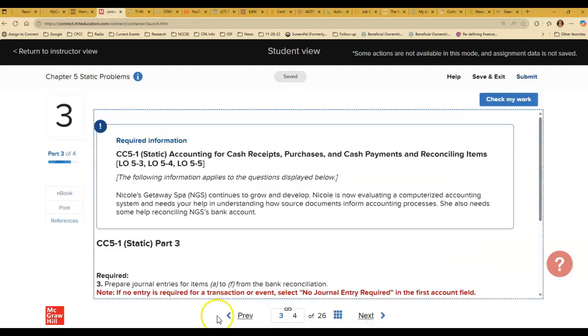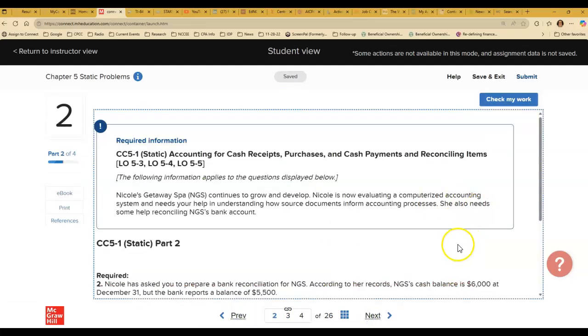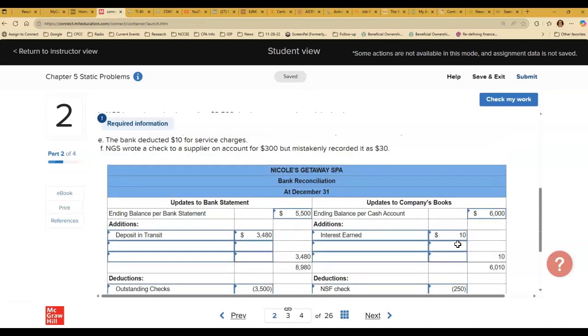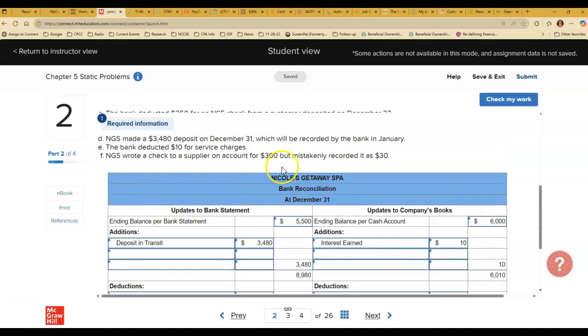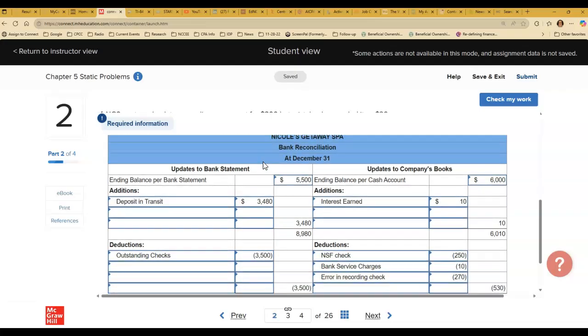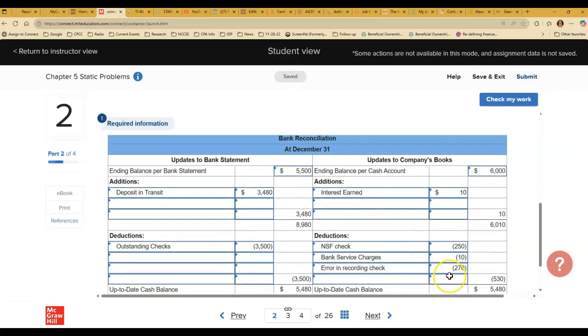Okay. Oh, hang on. No, I need to play with one more or a couple more examples. All right. So on this one, think about what we just did there. On this one, we wrote the check for $300, but we recorded it at $30, right? So then we had to reduce the balance, okay?